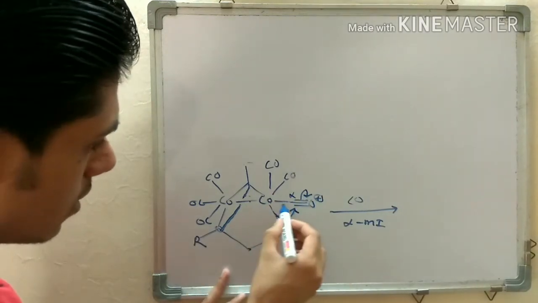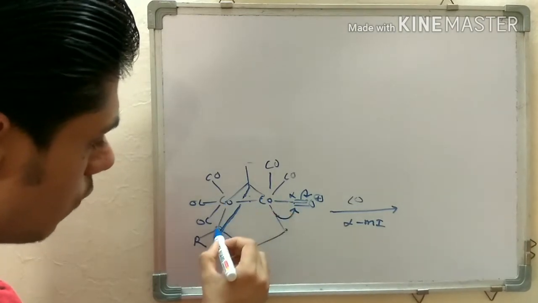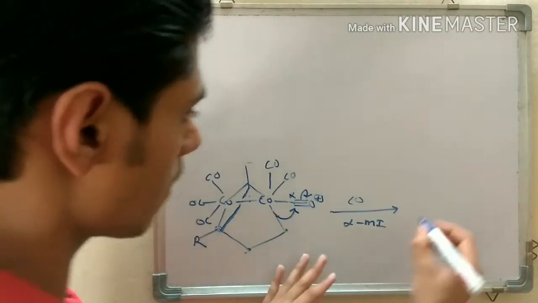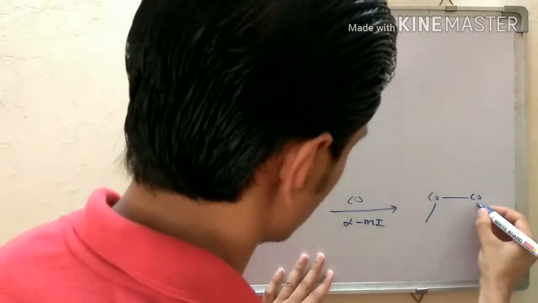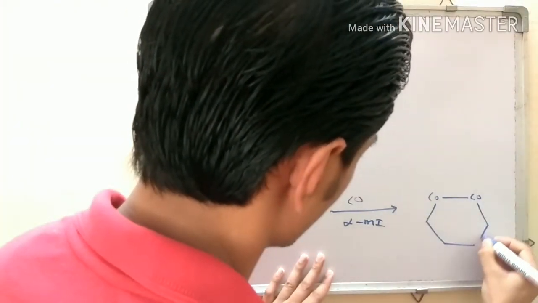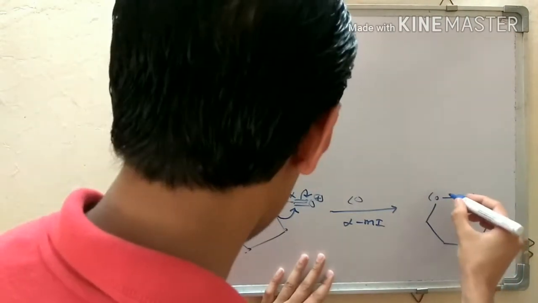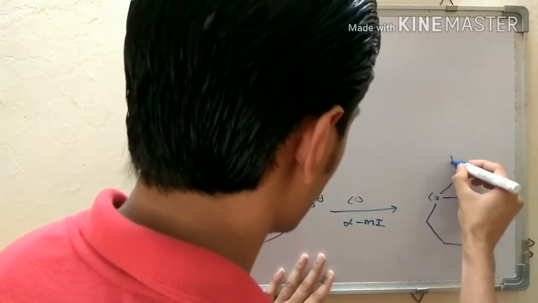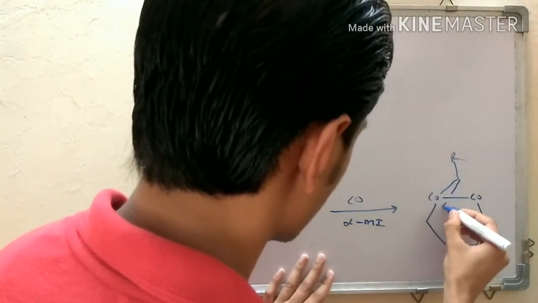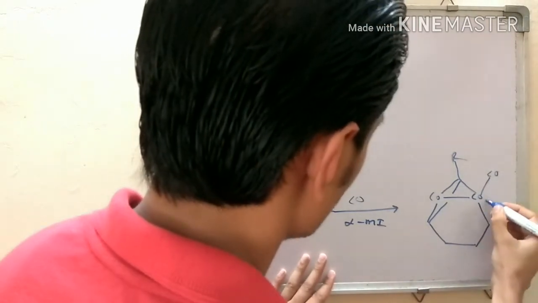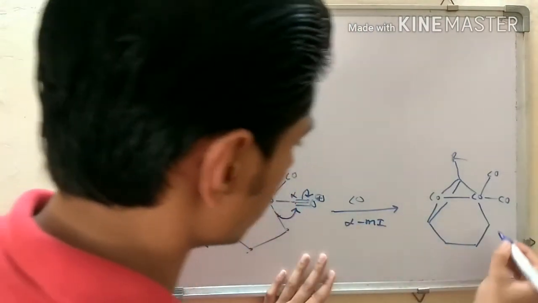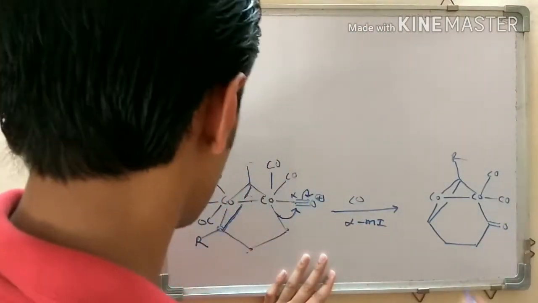And you can see after this it will form 1, 2, 3, 4, 5, 6. Now it will form a 6-membered ring. So you can write this 6-membered ring here. Okay, and you have this R group here. Now you have two carbonyl groups here, and this carbonyl now becomes keto.